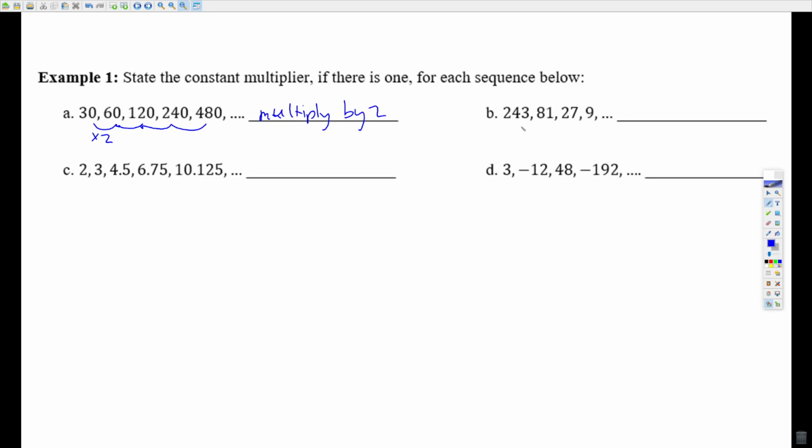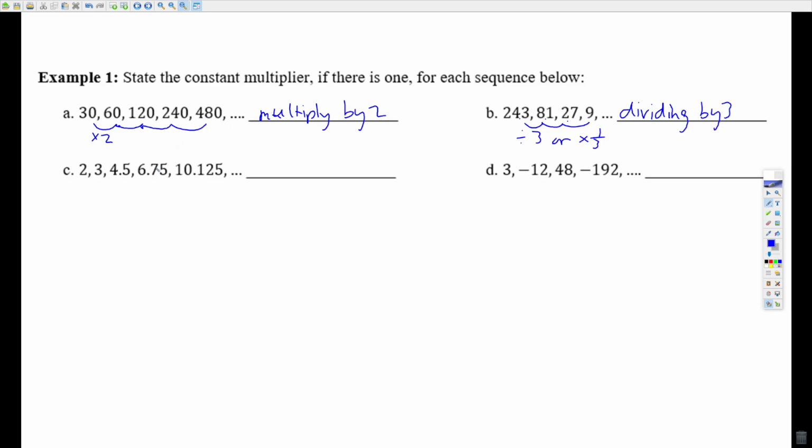If we go over to B, we have to think, well, how are we going to go from 243 to 81, 27, and so on? Since the numbers are getting smaller, it's like saying we're dividing by something. The only way for that to work is to divide by 3. 243 divided by 3 is 81. 81 divided by 3 is 27, and so on. Or you could also say it's multiplying by a third. So either one of these would be fine. But we'll go ahead and do an example with dividing, so we'll say dividing by 3.